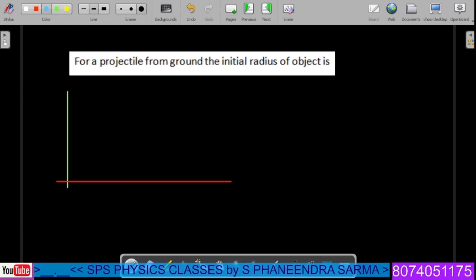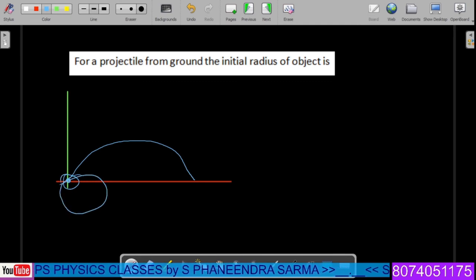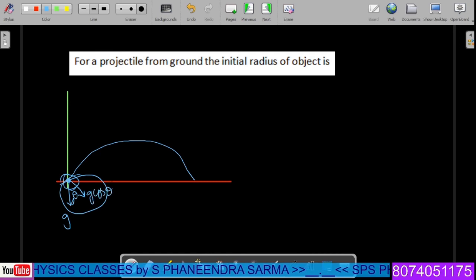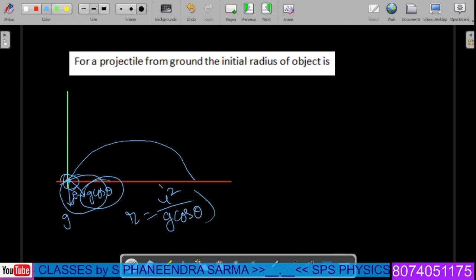And imagine that an object is projected from the ground like this, so it is coming like this. It is in the form of a parabola, which is not exactly a circular shape. Therefore, you can imagine one imaginary circular track where this is the center of the system, and the acceleration due to g acts vertically downward. Take the angle as theta. Therefore, this will become g cos theta. That means we need the initial radius, which is equal to the projection speed u square by the acceleration toward the center, which is g cos theta. Therefore, you can find the initial radius here.